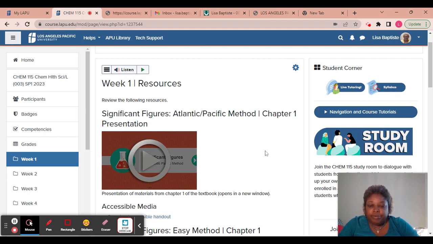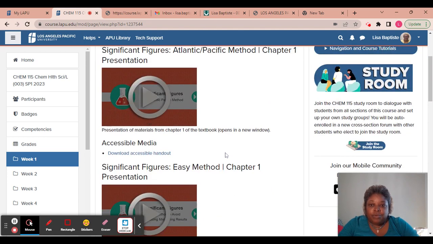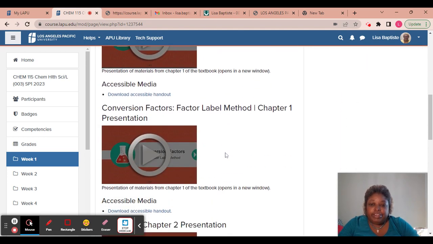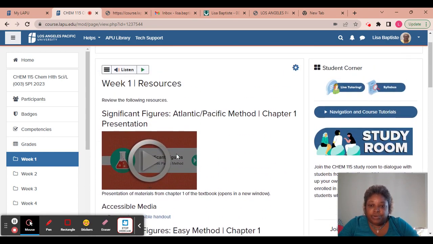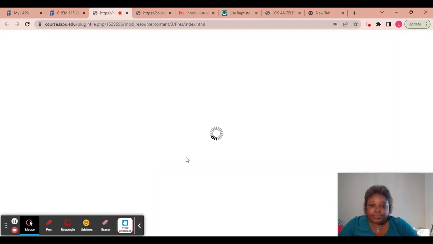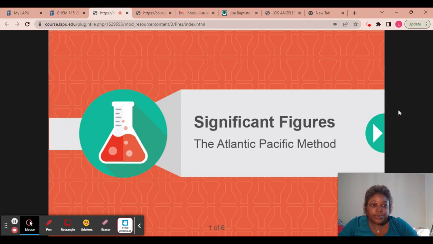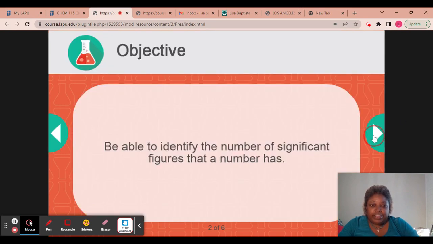What I want to do is just go through a few of these to help you get acclimated to the information that is provided for you and that will be helpful to prepare for the exams coming up. So let's look at this first one. For week 1, you did significant figures, you did conversion factors, and you did the mole. That will be chapters 1 and 2. So I wanted to go through a few things for this first one. We're looking at significant figures.